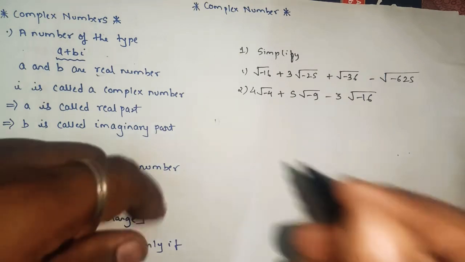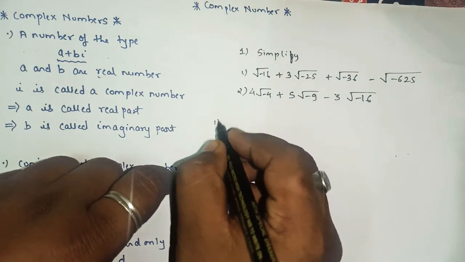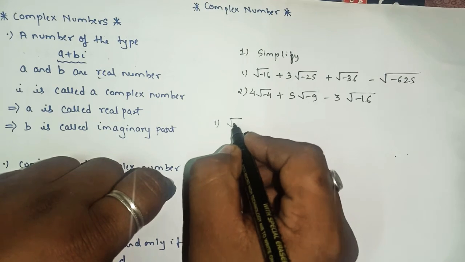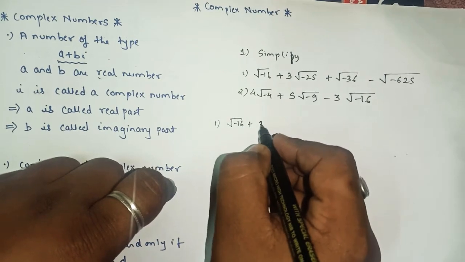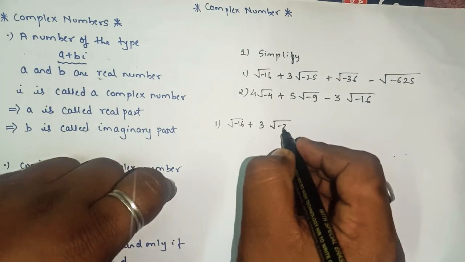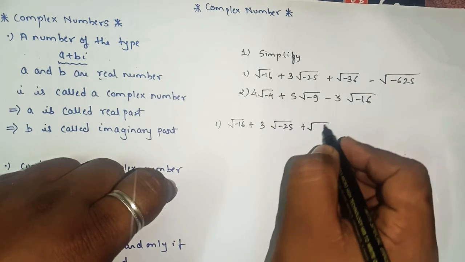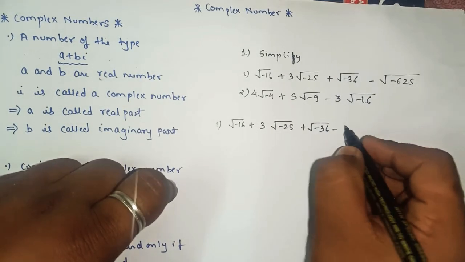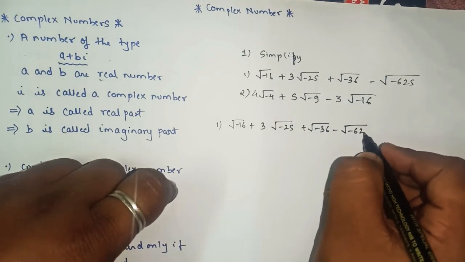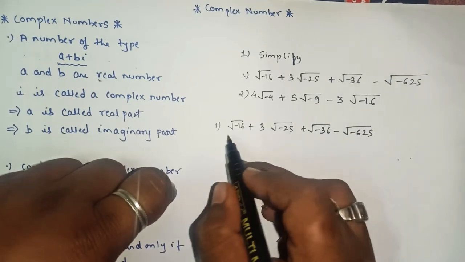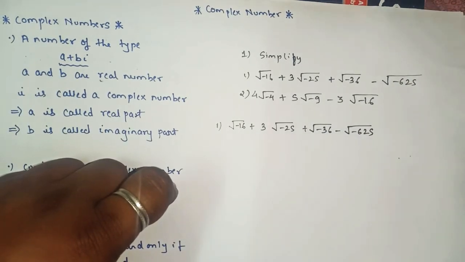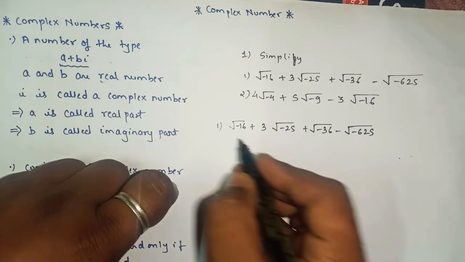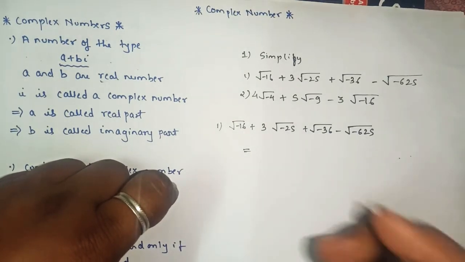What is the question? Root minus 16 plus 3 root 25 plus root 36 minus root minus 625. We have to find the answer for this. So you will write equal to, as we have to find the answer for this, yes or no.